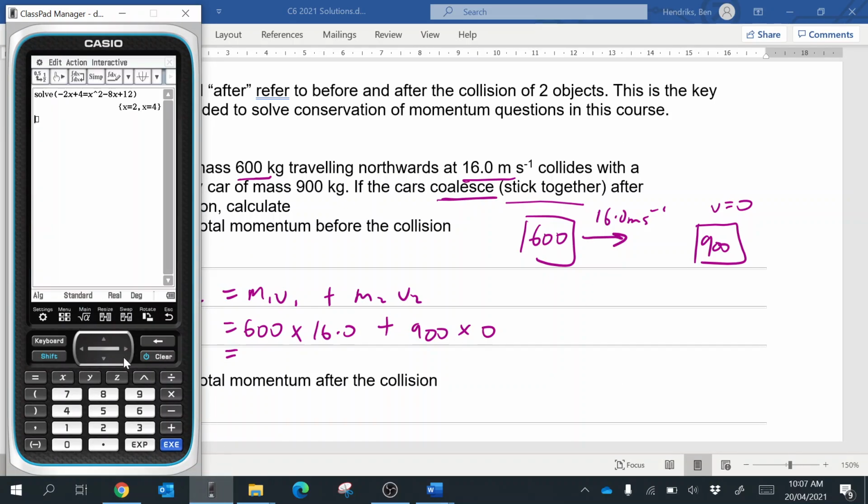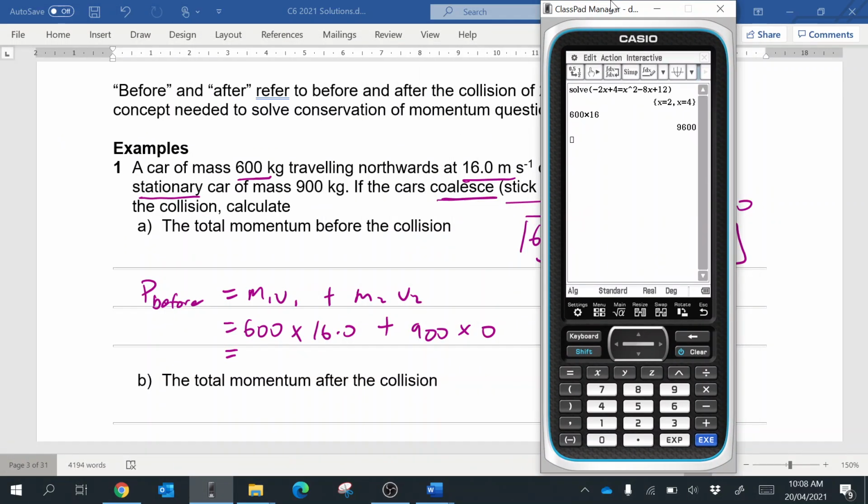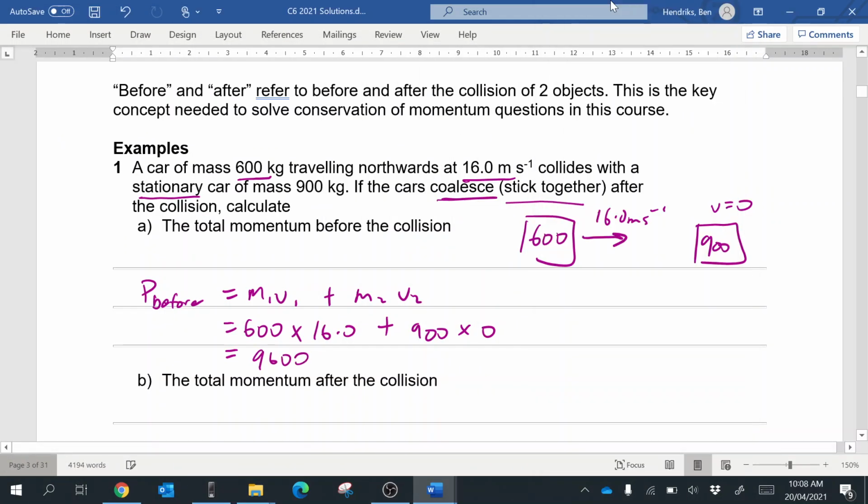Go to main. 600 times 16, and it is equal to 9,600. And what is that in? Well, we can just call this kilograms metres per second. Kilograms is the unit for mass. Metres per second is the unit for velocity. So it's kilograms metres per second.